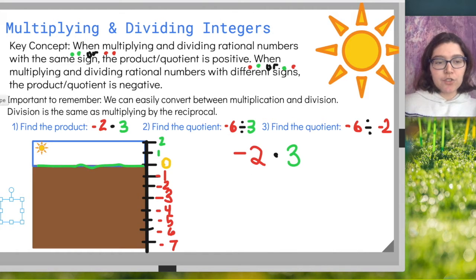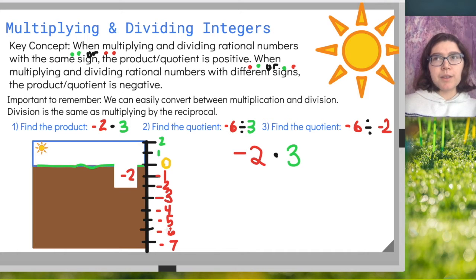I have negative 2. Okay, so when I have negative 2, that means that I have a hole in the ground that goes 2 units deep down to negative 2. So right here, this hole is going to represent negative 2. Okay, so that's negative 2. And now it's saying times 3.